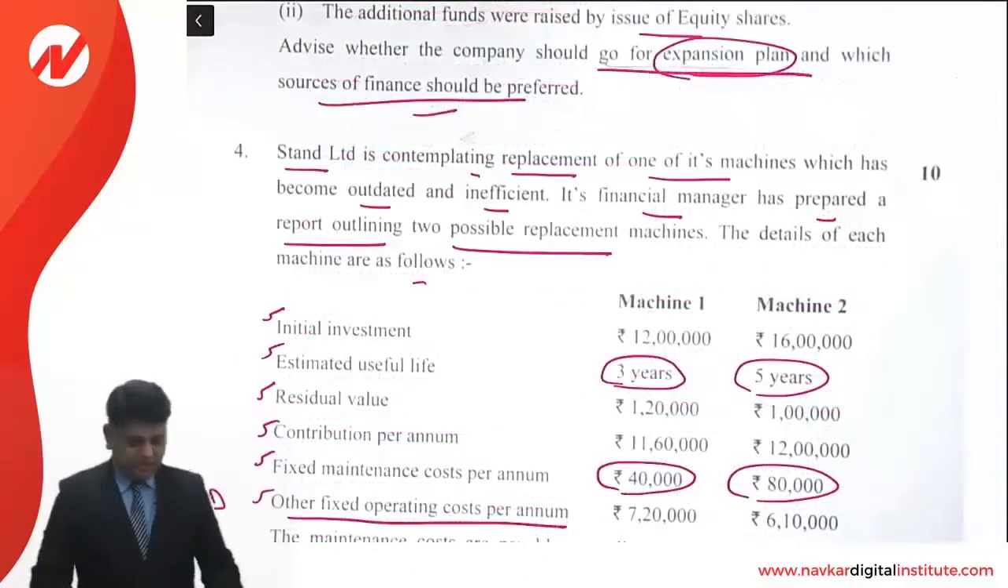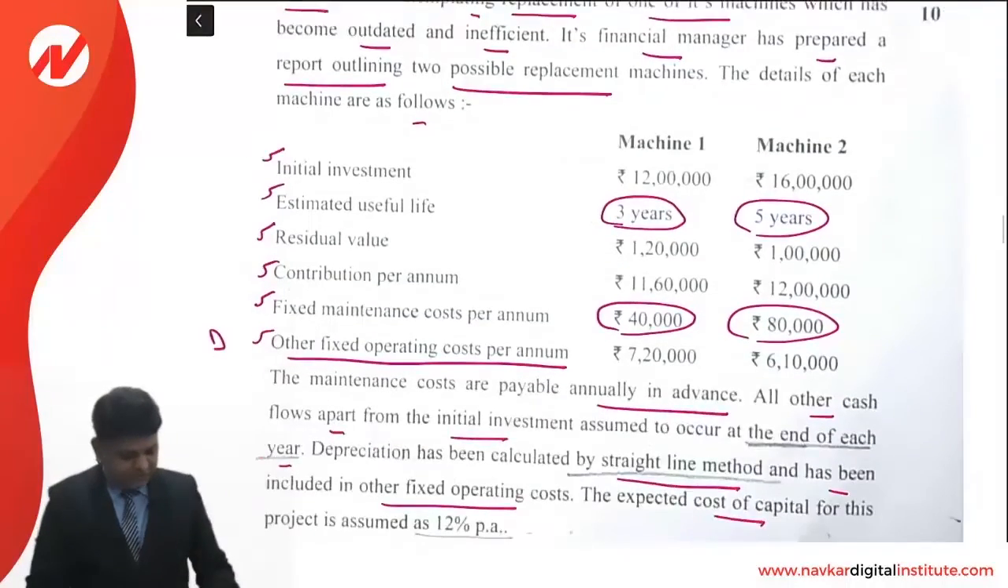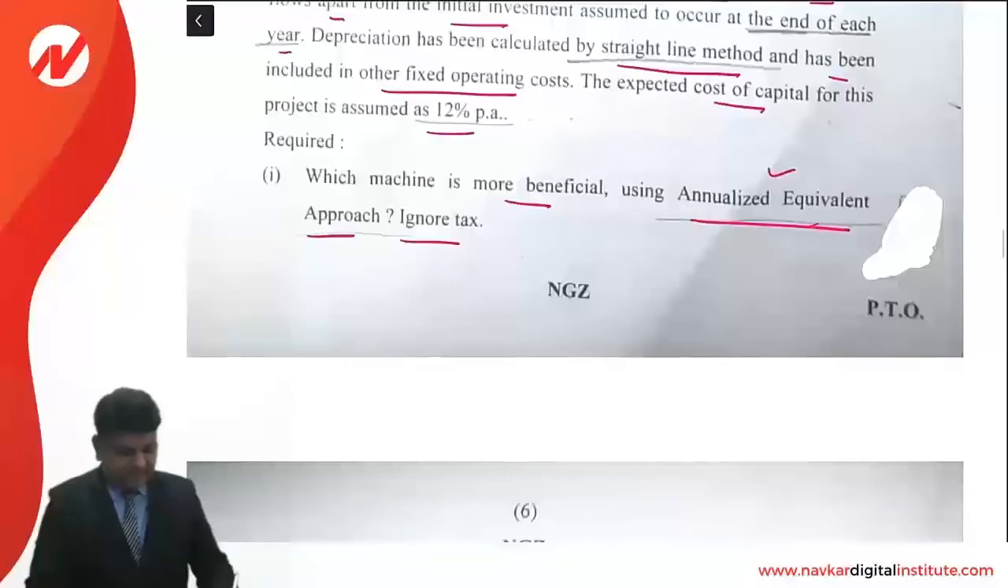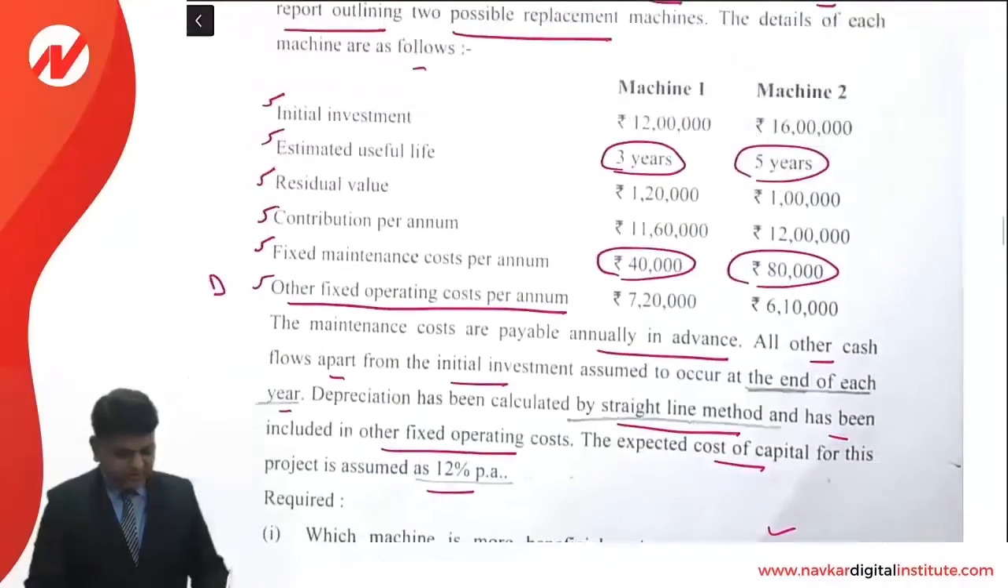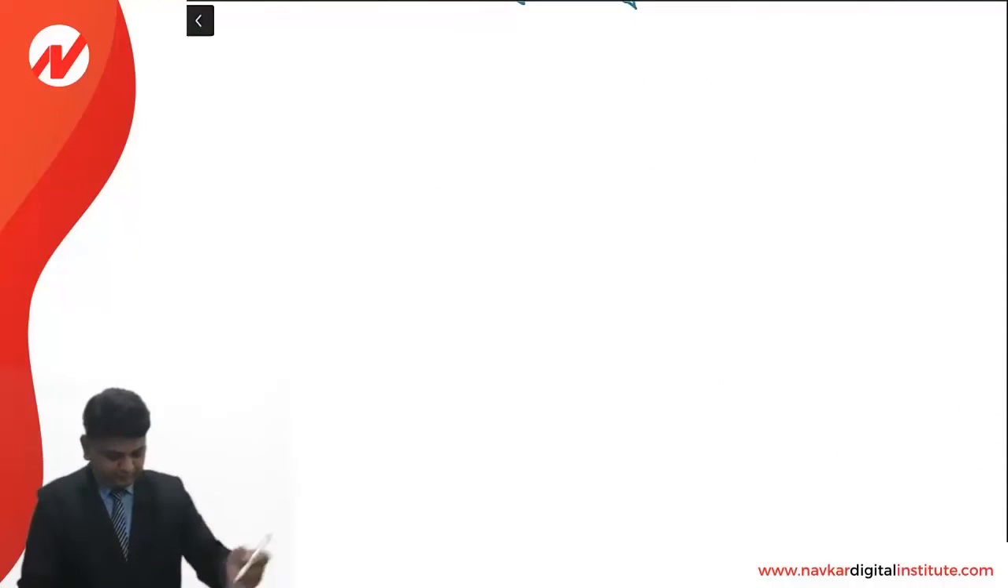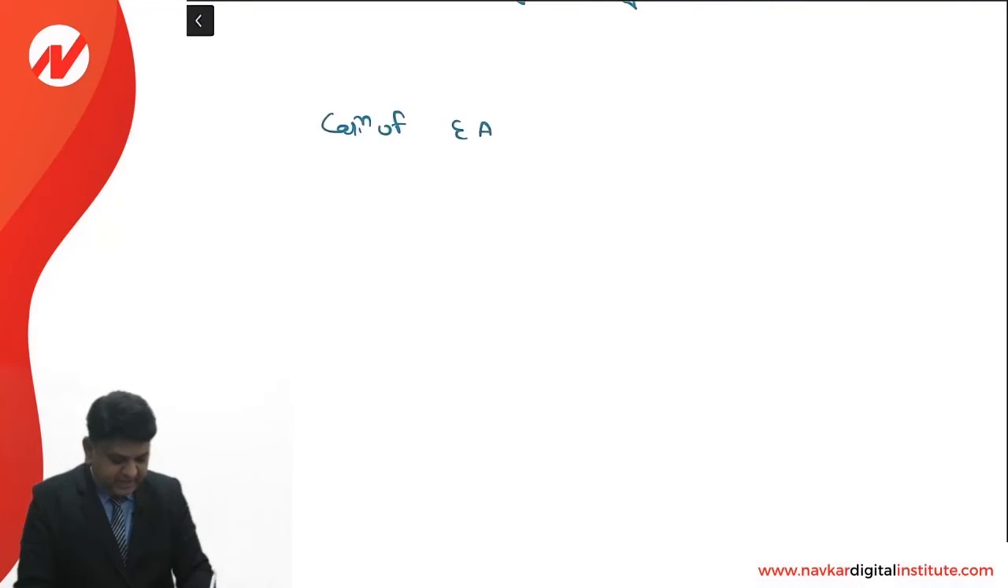Dear students, over here we are required to make the calculation of NPV for both the options, and based on that we are required to make the calculation of the answer. That is, the equalized annual approach is required to be adopted because the time periods are different. So let us make the calculation of the answer. Heading: calculation of EANPV, equalized annual NPV.